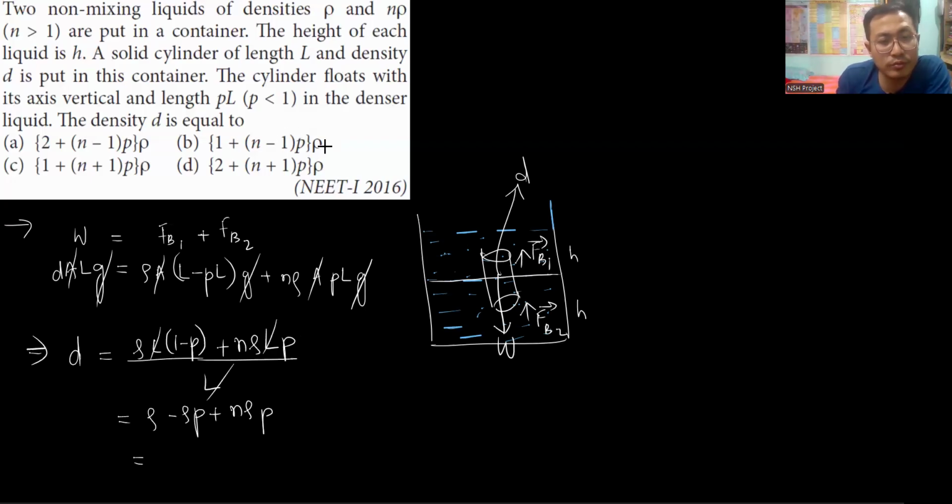Taking rho common, we get rho times 1 plus N minus 1 whole times P. So this is the answer. I think it is option number B.